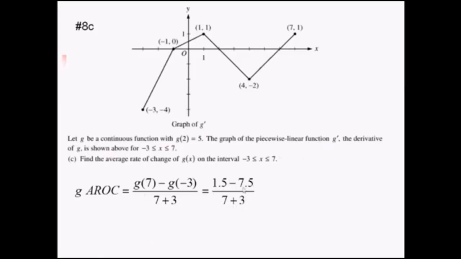And you could actually leave it like this. This is a perfectly acceptable answer. No need to simplify. But if you are going to be risky and simplify, this is negative 6 over 10, which reduces to negative 3/5.